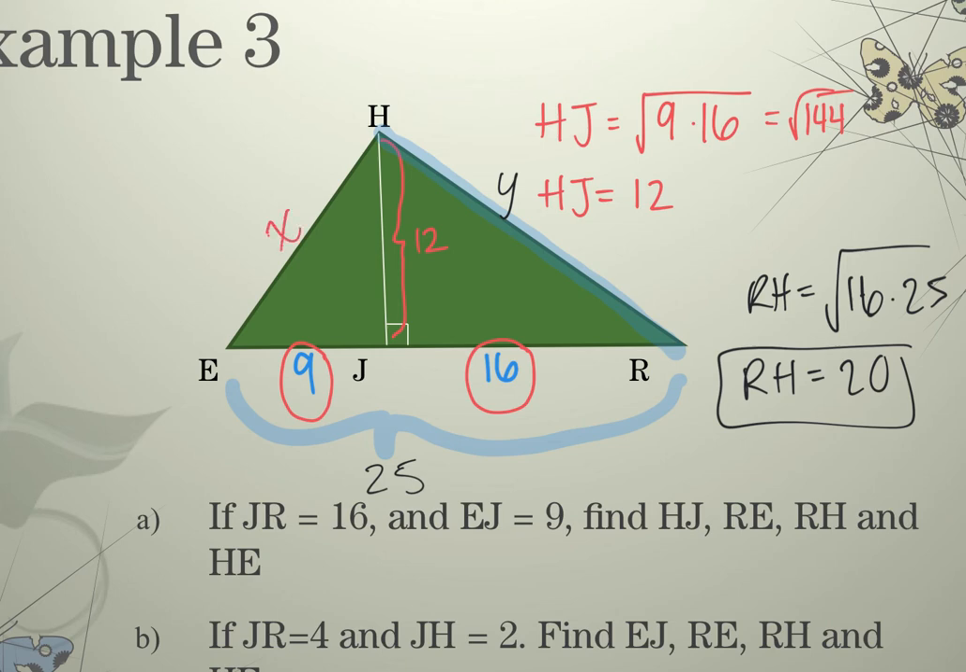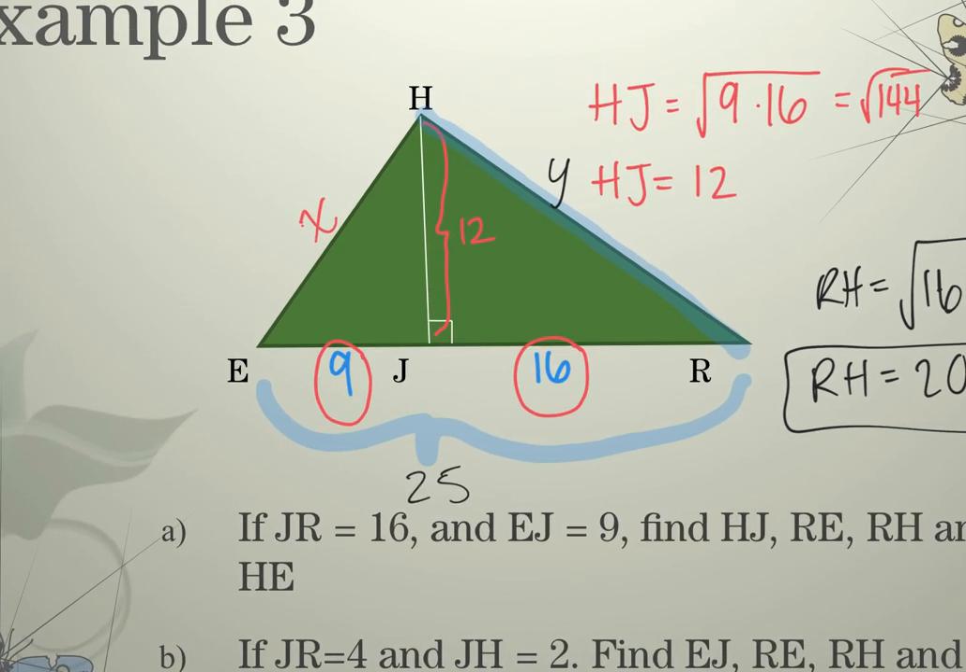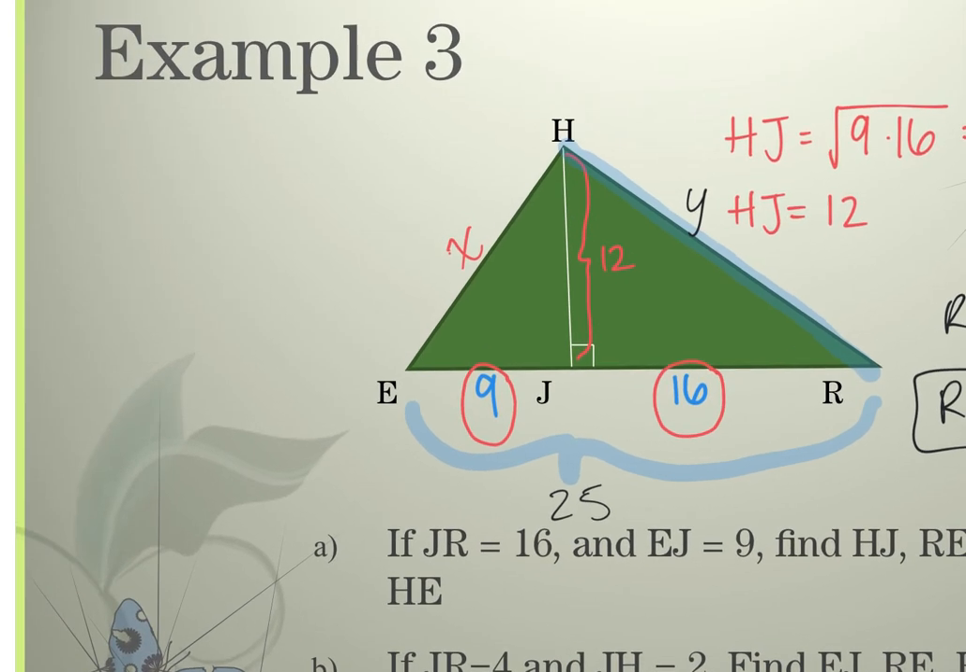All right, now, what if we were asked to find EH? We'll make this X. EH. It's going to be the geometric mean of what two values? 9 and 25. Do you guys see the difference here? Do you see how we're staying on the left side of our triangle? Okay, so now it's 9 and 25. So we're going to say EH equals the square root of 9 times 25, and you should get 15.